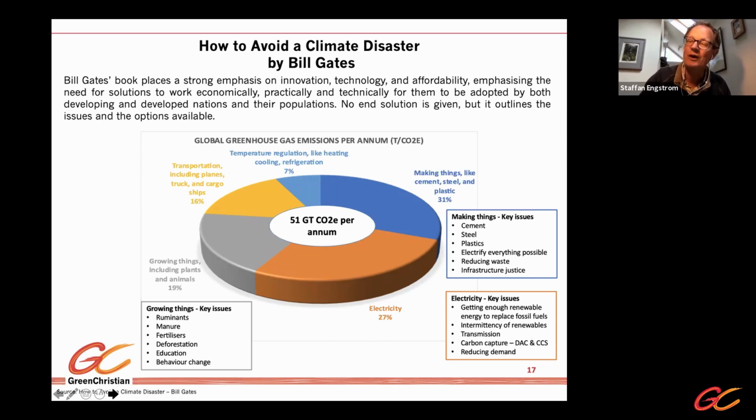Fertilizers create a lot of issues in the process, and relearning has to be done in terms of how we handle growing things. Behavior change and education are absolutely at the top of the shop. So transportation, well, we've reasonably well developed in some of this, but the whole electrification story sits there.